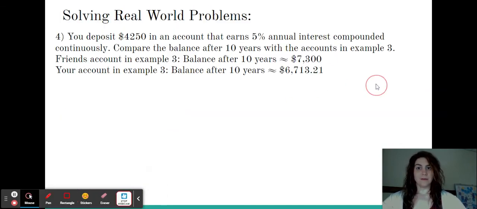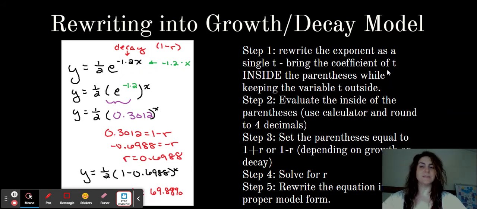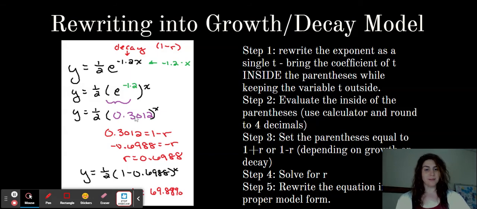Okay. And this is the last thing we're going to talk about: rewriting things from growth and decay models. Okay, we did this previously with regular growth and decay. We can do it with the e functions. It's the same process. You're still going to pull apart the rate and the exponent so that the exponent can be by itself. You will then take this e to the negative 1.2 in this case, put it in your calculator, evaluate it. Once you have that value, I'm going to suggest going to 4 decimal places just for consistency and to make sure you get a value that makes sense.